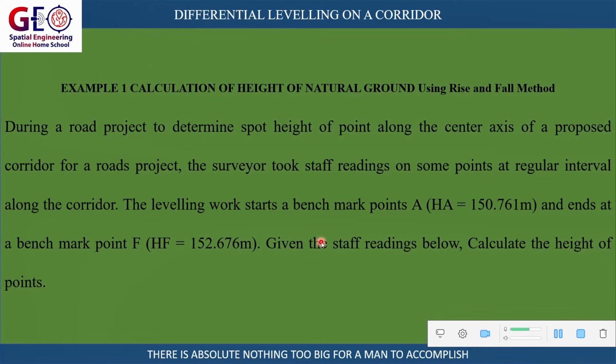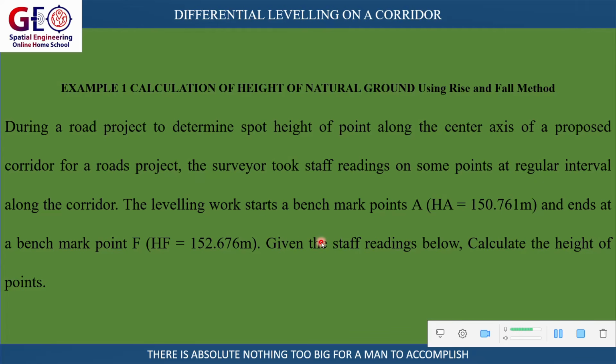Now, this is our exercise. Example one: calculation of the height of natural ground using the rise and fall method. During a road project, spot heights of points along the center axis of a proposed corridor are determined. There was a road project, and a corridor was proposed for it.